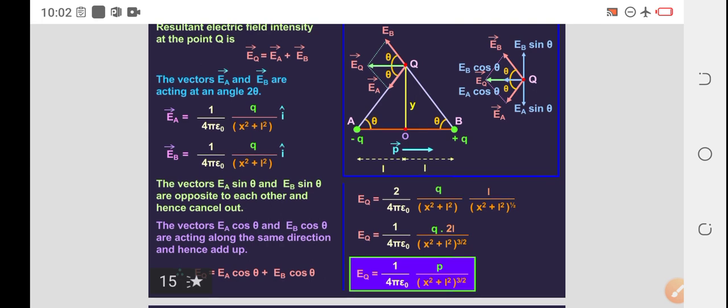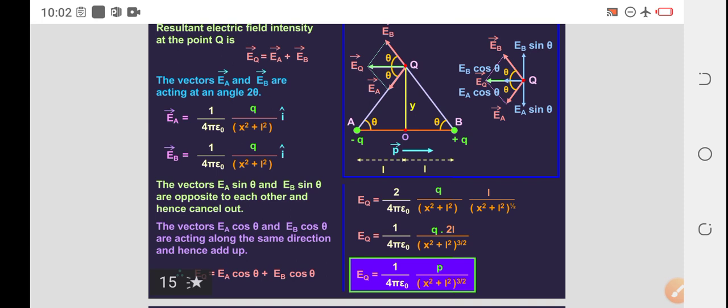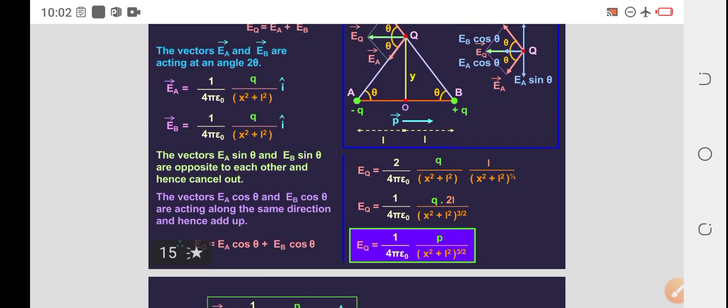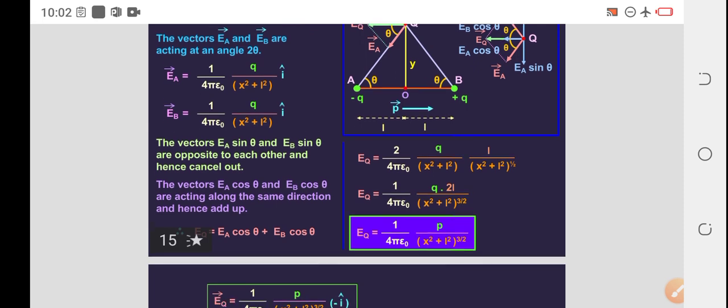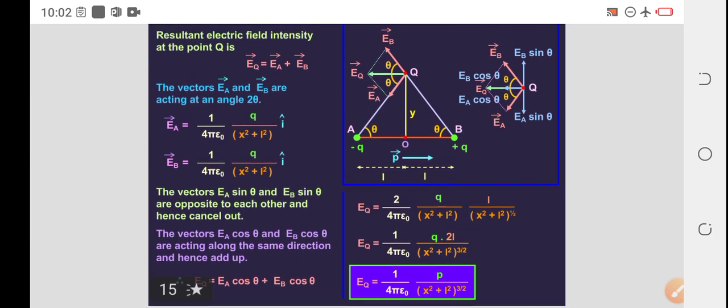That's why the two terms EA sin theta and EB sin theta will be cancelled. Why? Because they are opposite in nature. Therefore, the vectors EA cos theta and EB cos theta are acting along the same direction, hence they add up. So the sine components cancel because of their opposite character. In place of the sine terms, we consider the remaining components from the geometrical structure, that is EA cos theta and EB cos theta for the E_Q.